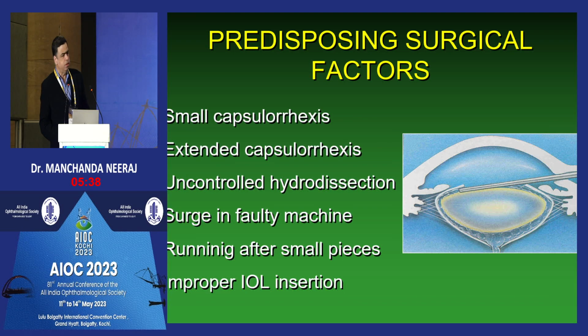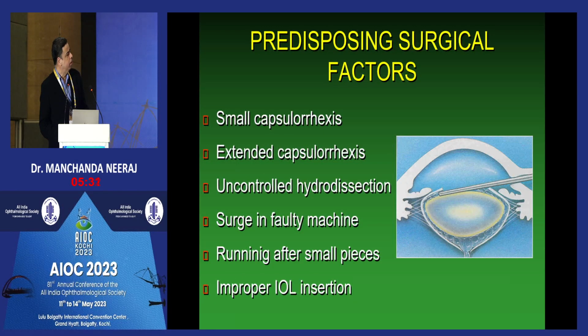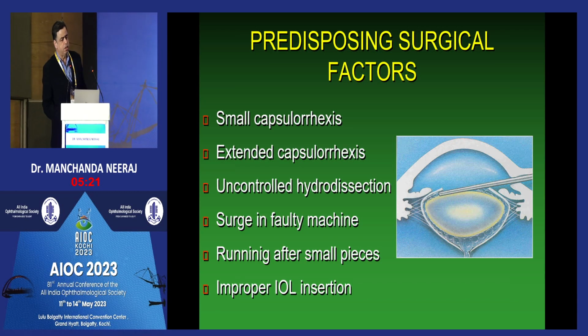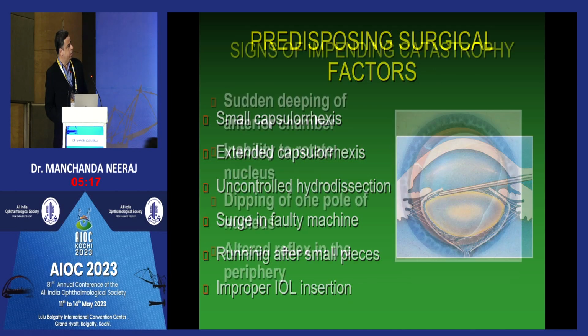A small capsular access during the surgery, or an extended capsular access when you are operating, and uncontrolled hydrodissection can lead to this problem. And then there could be a surge, the machine could be faulty, or maybe you are not operating properly, running after small pieces, and improper IOL insertion. These are certain predisposing factors. When you're operating, you should try to avoid these things which I have written here.